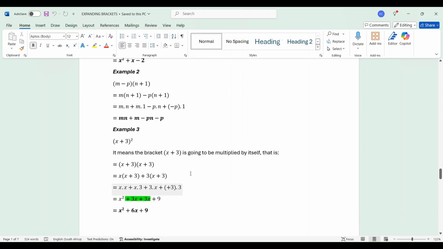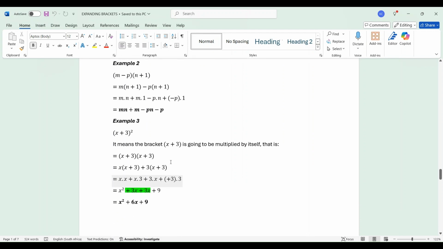Then let's move to our last example, whereby we have x plus 3, which is being raised to the power 2. By raising to the power 2, it simply means we are going to multiply that thing by itself. So if it's 2 to the power 2, it's 2 times 2. If it's 3 to the power 2, it's 3 times 3. So in this case, this bracket raised to the power 2 simply reduces to this bracket times this bracket, which takes us back to a binomial multiplied by a binomial.